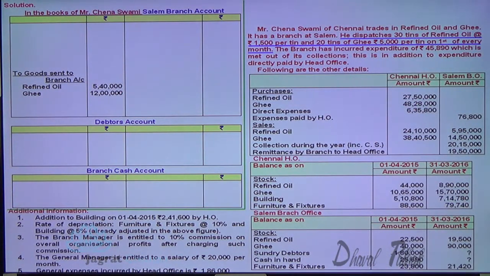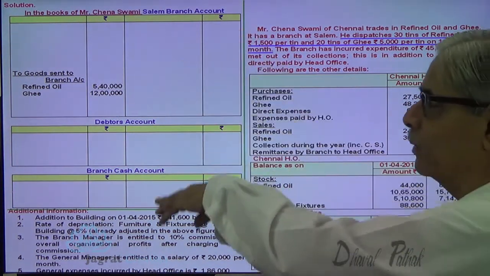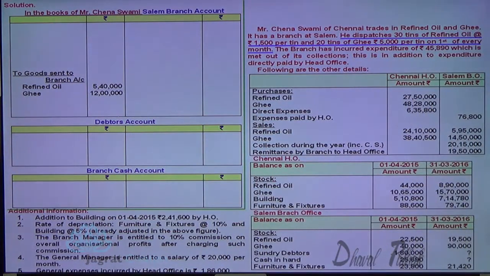Now, I want to prepare this branch account and debtors. So whatever matters are relevant in this sum for the branch, let me consider that.